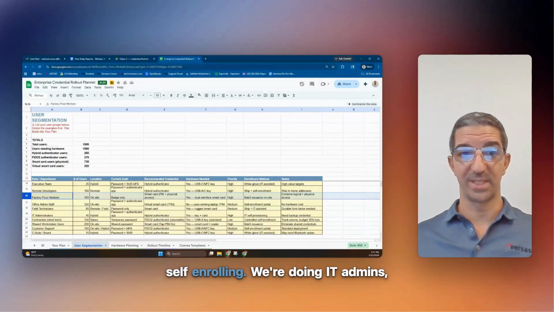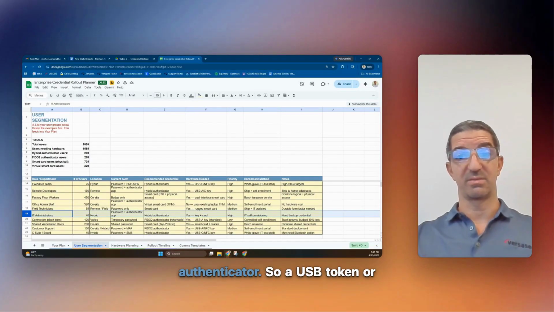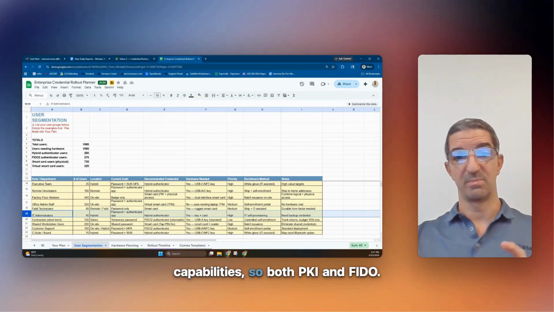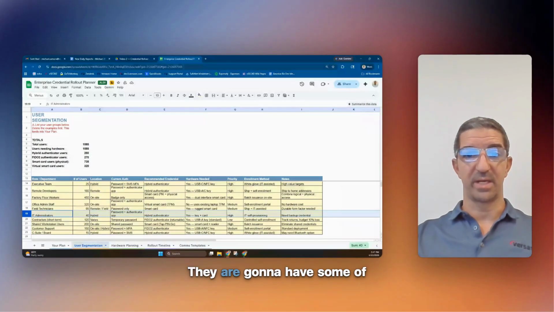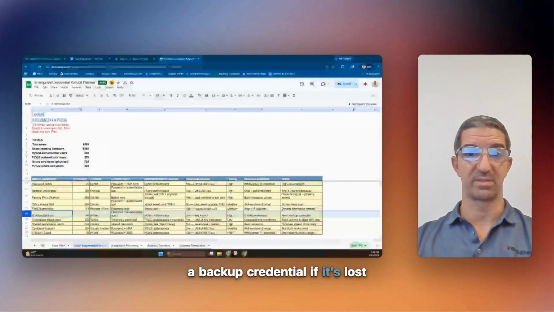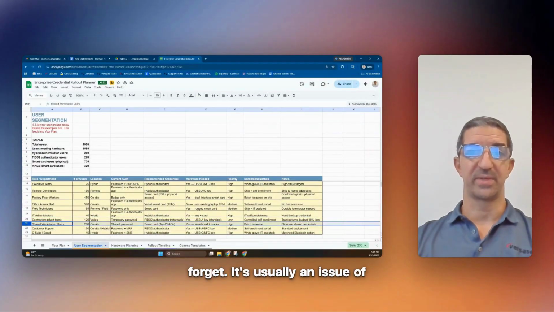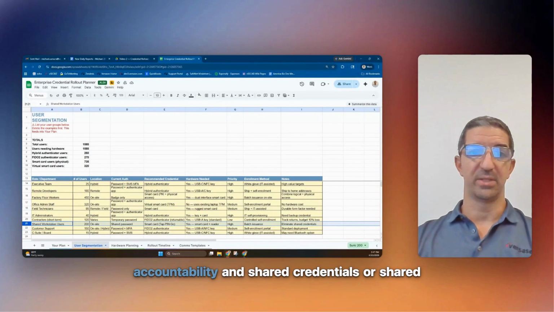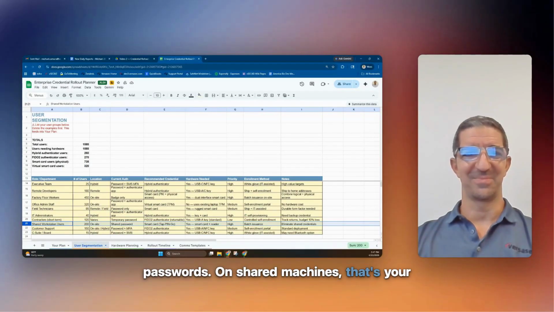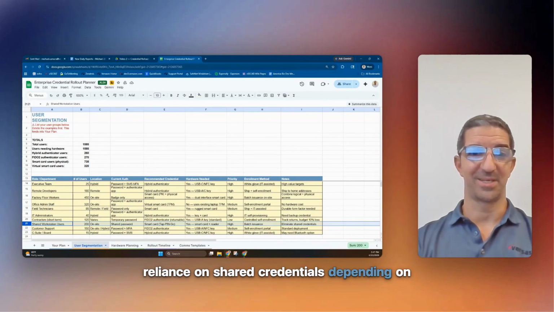They are not self-enrolling. We're doing IT admins, so they might get a hybrid authenticator, so a USB token or a smart card that has both capabilities, so both PKI and FIDO. They are going to have some of the highest privileged accounts and need a backup credential if it's lost or damaged. Shared workstations is interesting, and this is one that people forget. It's usually an issue of accountability and shared credentials or shared passwords on shared machines. That's your biggest exposure. Smart cards can remove reliance on shared credentials depending on the setup.